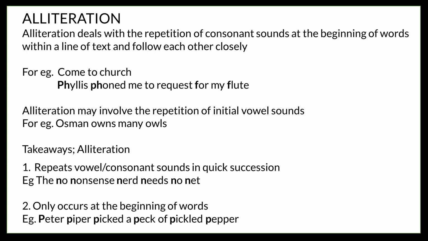It is interesting to note that alliteration also talks about the repetition of initial vowel sounds in words. Example: Osman owns many owls. For alliteration to occur, the following conditions must be satisfied. 1. The repeated vowel or consonant sounds must be repeated in quick succession. Example: the no-nonsense nerd needs no net.